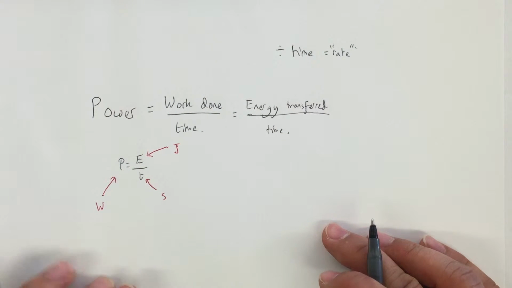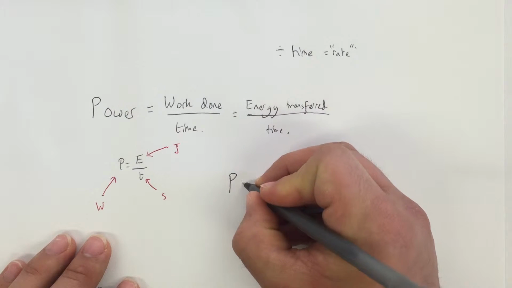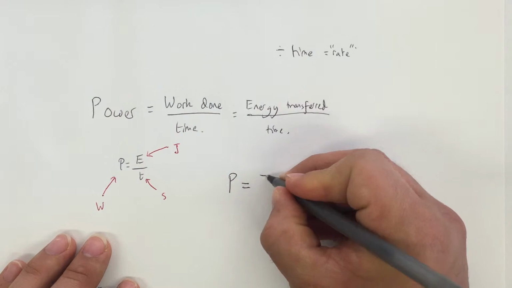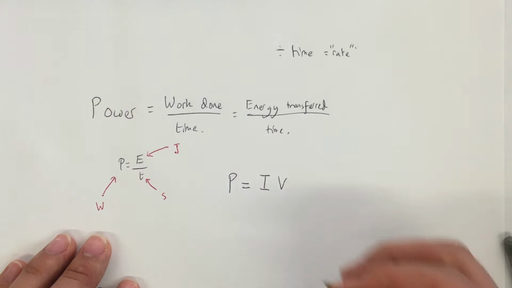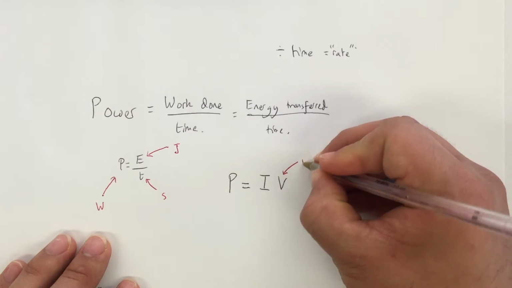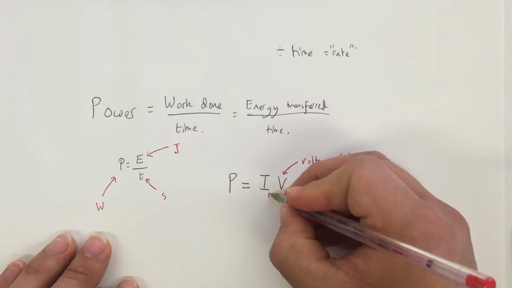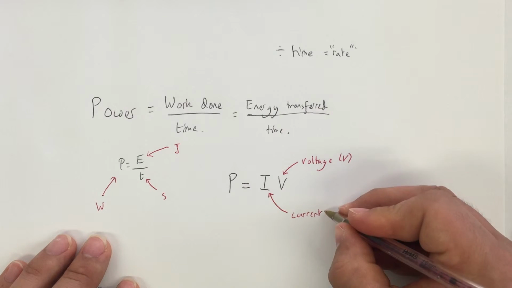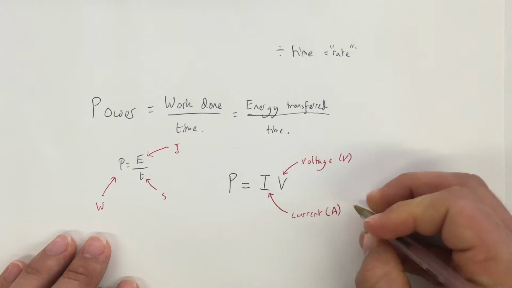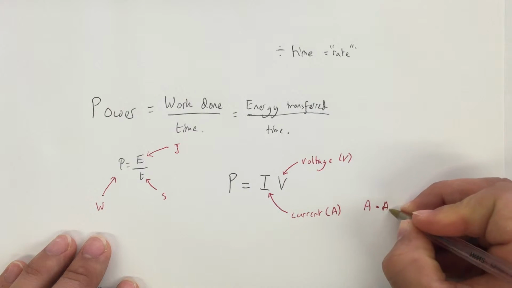The second one is another equation for power, but this equation is linked more specifically to electrical power, and it's I times V. So V in this case is the voltage, obviously measured in volts. I is the current, and the unit of that is A, or amperes.